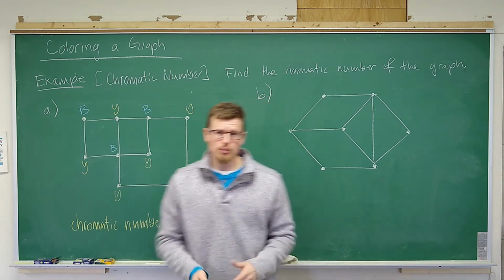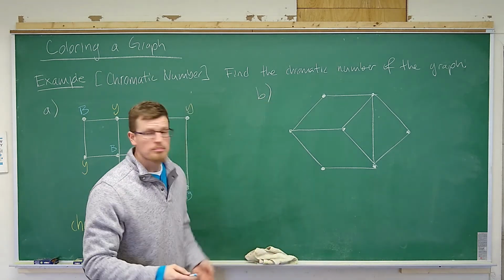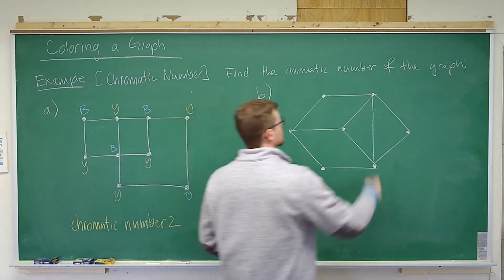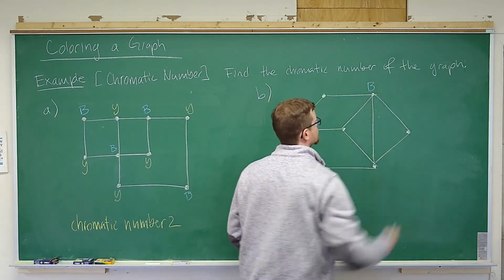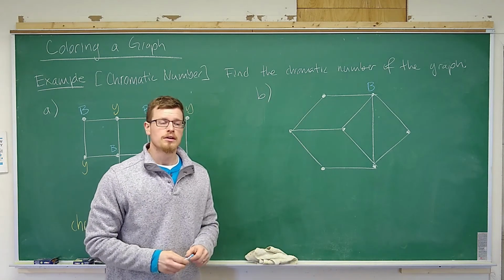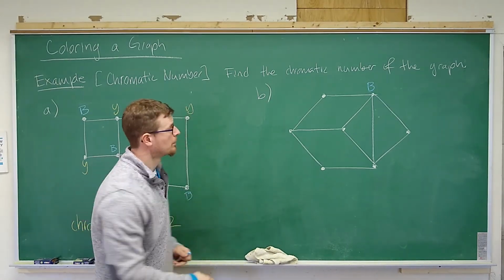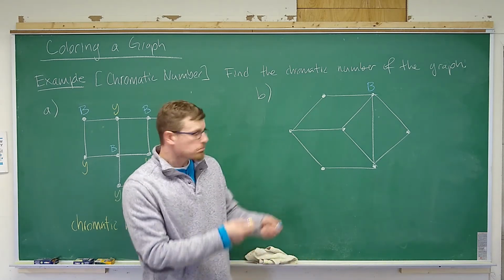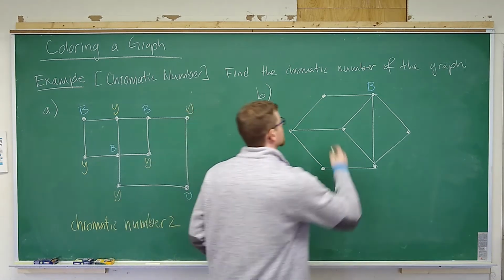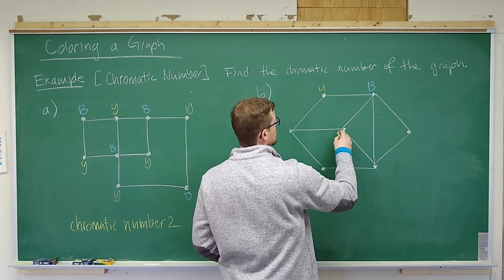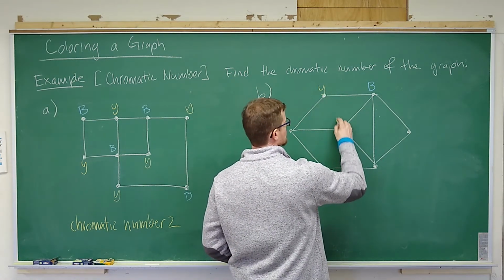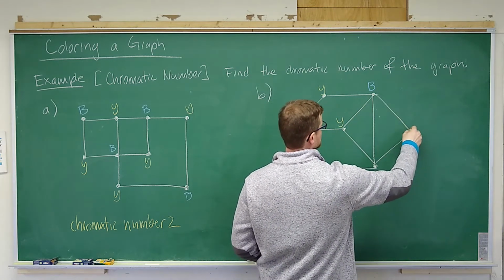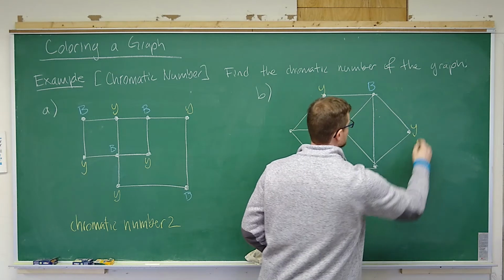For our next example, we'll start it the same way. We want to pick an arbitrary vertex and color it with some color. So let's go with blue. Well, let's color all of the adjacent vertices yellow, as long as it's appropriate to do so. So this one can be yellow, and this one is not adjacent to that, so it can be yellow. And this one is adjacent to that, so we color this one yellow.